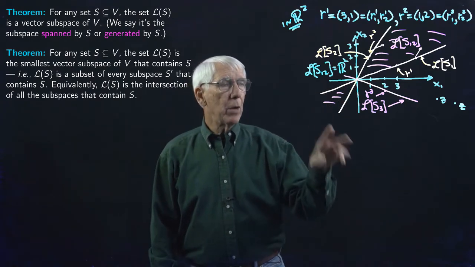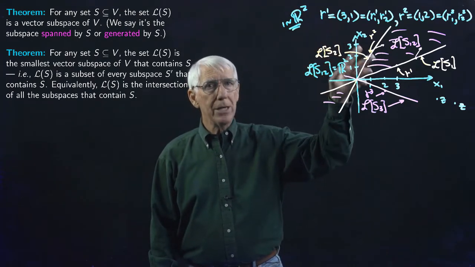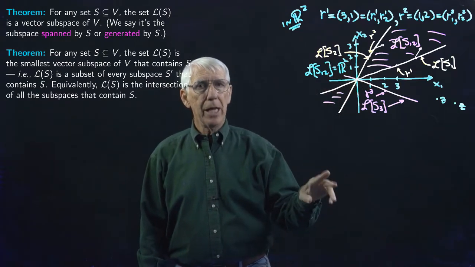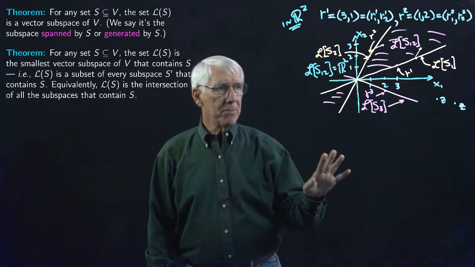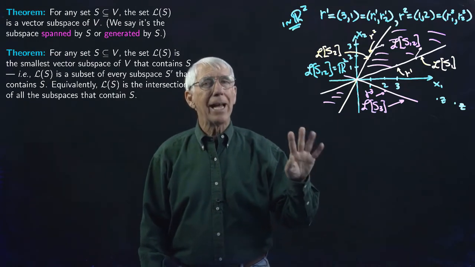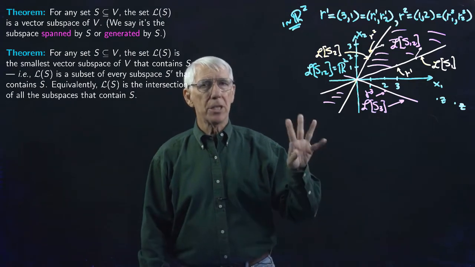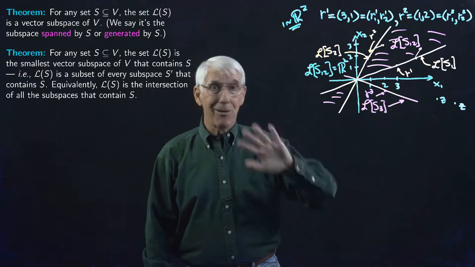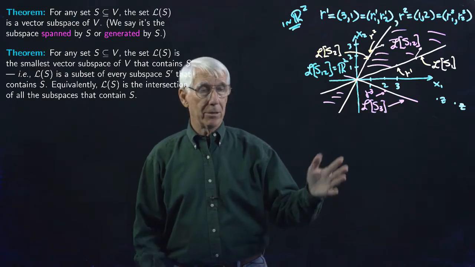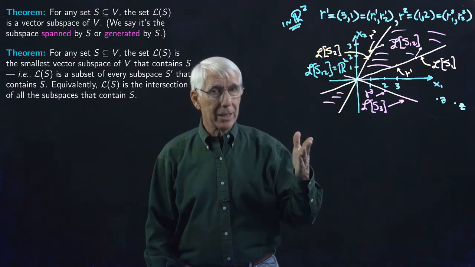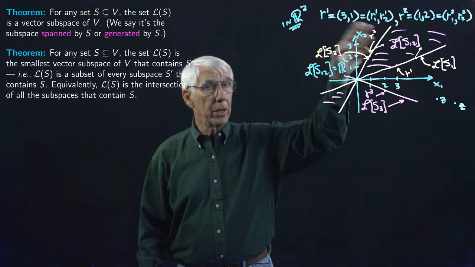And of course, once we go to the two vectors, R1 and R2, and that's our set S2, then the smallest subspace containing just those two vectors, but I have to have a subspace, is the subspace that's all of R2. The only smaller subspaces are lines, and there's no line that contains both the vectors R1 and R2.